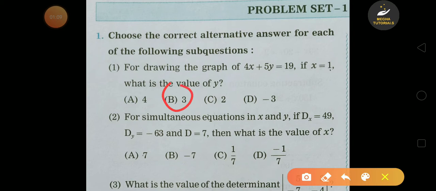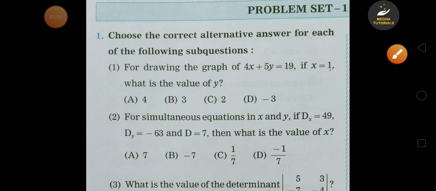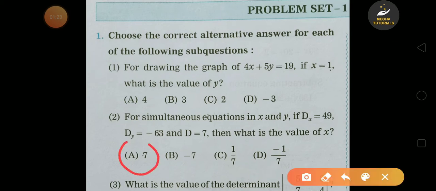Okay. Question 2. For simultaneous equations in x and y, if Dx is equal to 49, Dy is equal to minus 63 and D is equal to 7, then what is the value of x? So we know that x is equal to Dx upon D, that is 49 upon 7. So the answer will be A, that is 7.